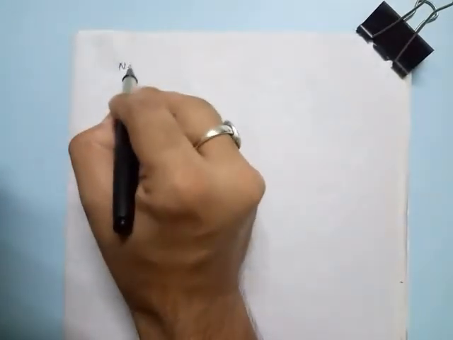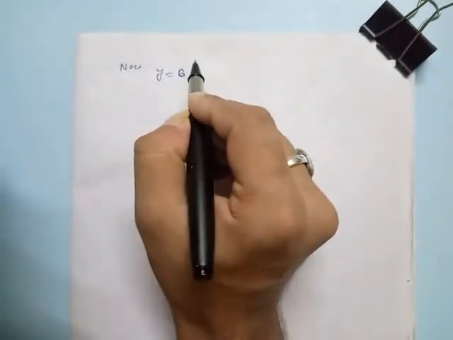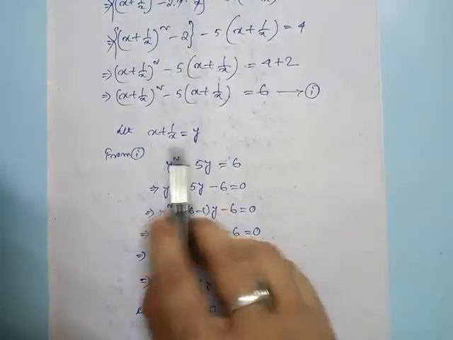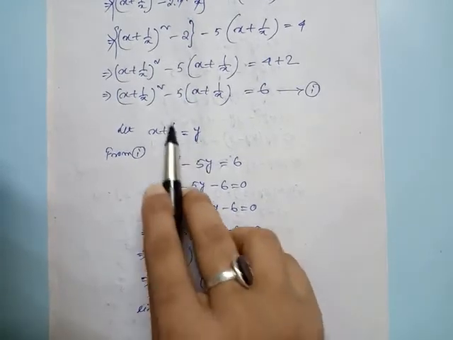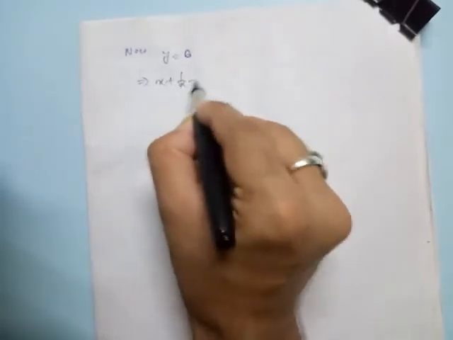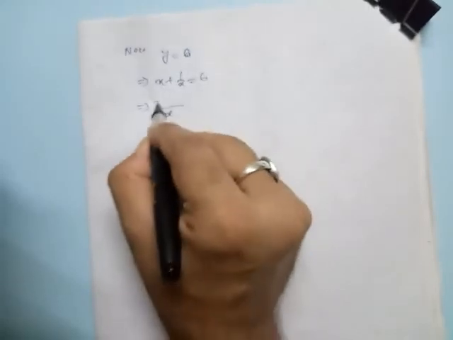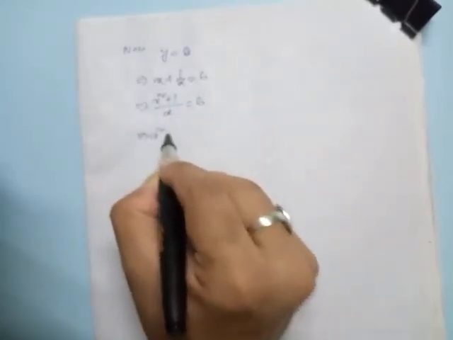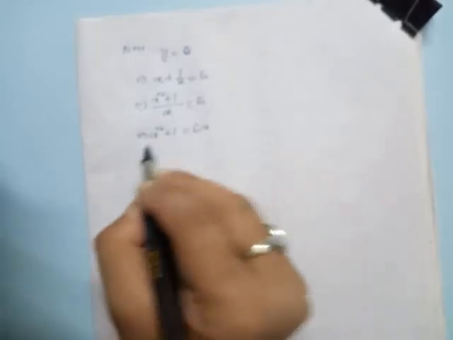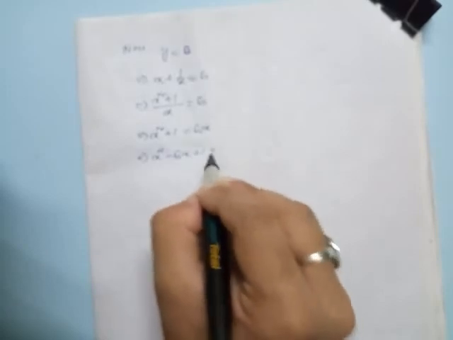Now student, y is equal to 6. What is the value of y? Look, x + 1/x = y, so in the place of y I will put x + 1/x. Here I will put x + 1/x = 6. Now go for LCM, x, and here it is x² + 1 over x equal to 6. Now cross multiplication: x² + 1 = 6x. Now if you take 6x to this side it becomes x² − 6x + 1 = 0.